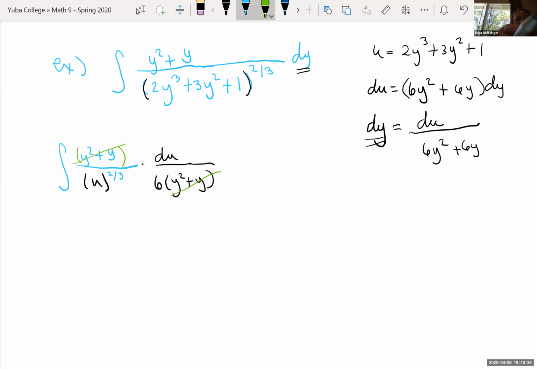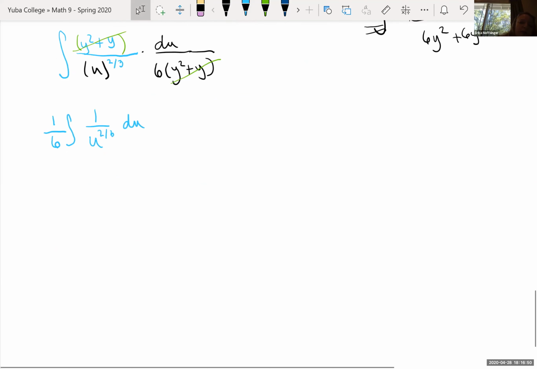We're left with the integral. I'm going to pull my constant out. So all I have in the denominator for the constant or coefficient is 6, and in the numerator, I'm left with a 1. So this is 1 over u to the 2/3 du. We want to rewrite this so that we can take the integral. And so we need to bring that u up into the numerator and rewrite it as the power. We can rewrite that as 1/6 times u to the negative 2/3 power.